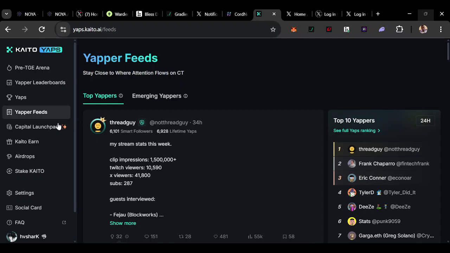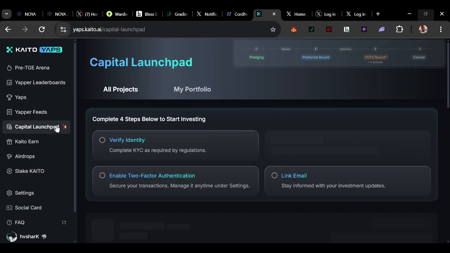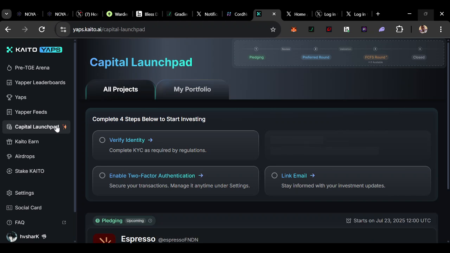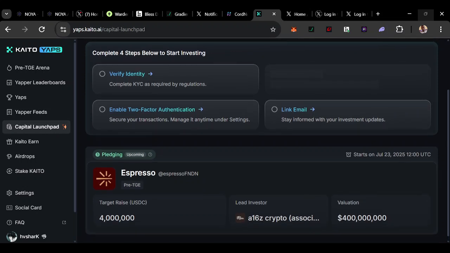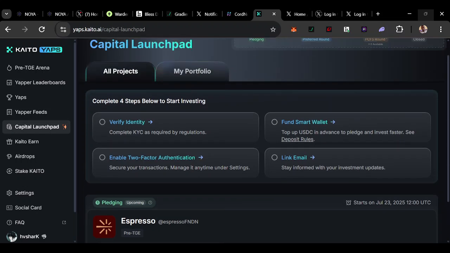So let's go to Capital Launchpad. This Capital Launchpad is a new one that has launched. There are some projects that will be launching on this Capital Launchpad. As you can see here, this is an upcoming launchpad. There's a particular condition you need to meet in order to participate. Those of you who are used to Binance Launchpad and the different launchpads should understand what that means.